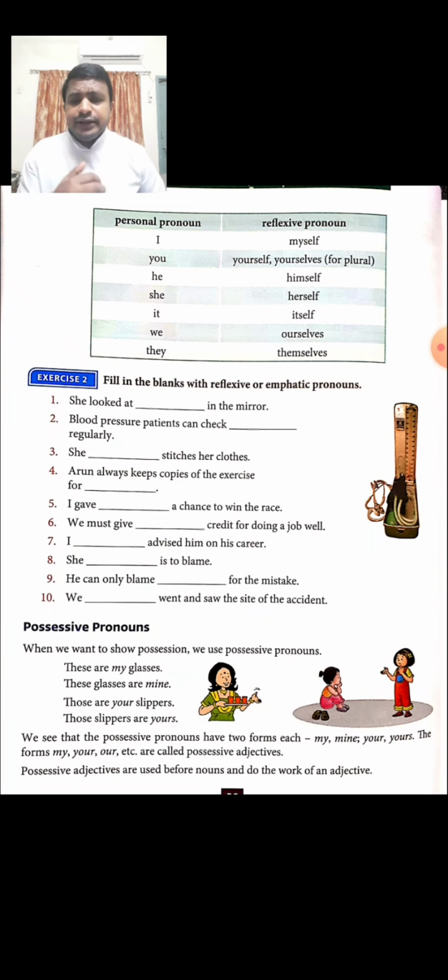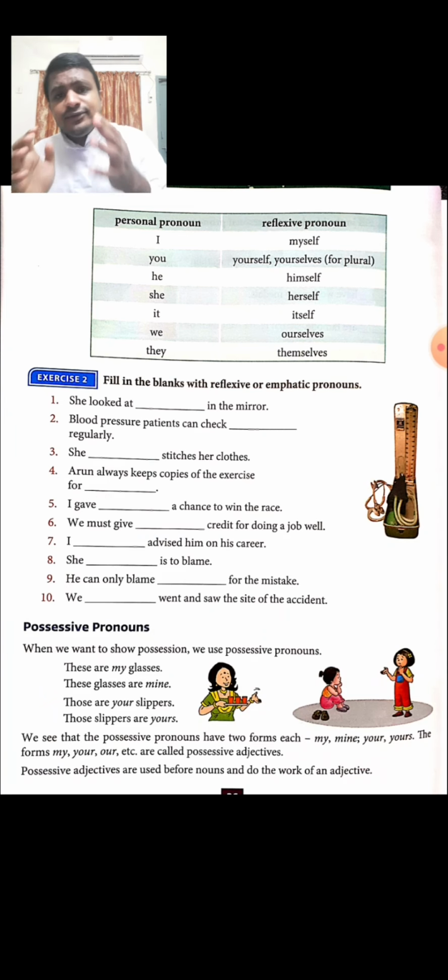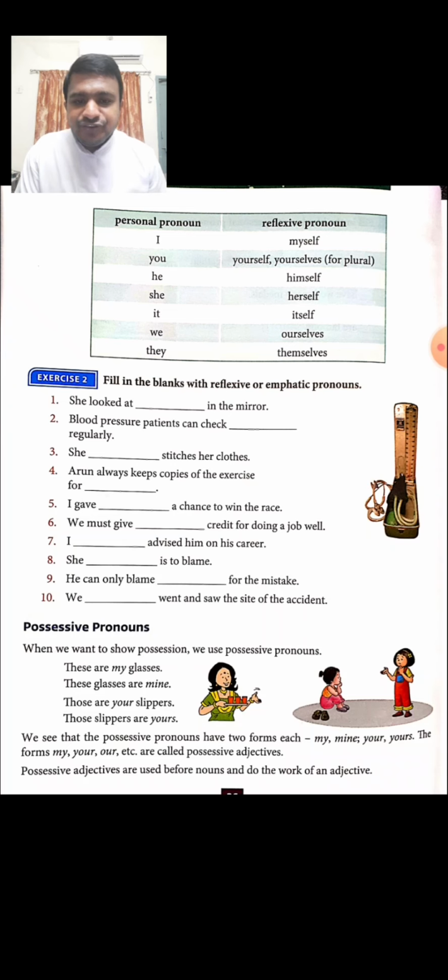Now we are entering the last kind for today. The other kinds we shall see the next day. Possessive pronouns. From the word possessive itself, you can understand the meaning of the possessive pronoun. In order to show some possession, we use the possessive pronoun. For example, these are my glasses, or these glasses are mine. Those are your slippers, those slippers are yours.